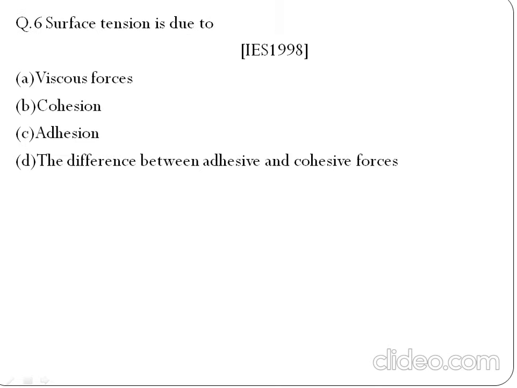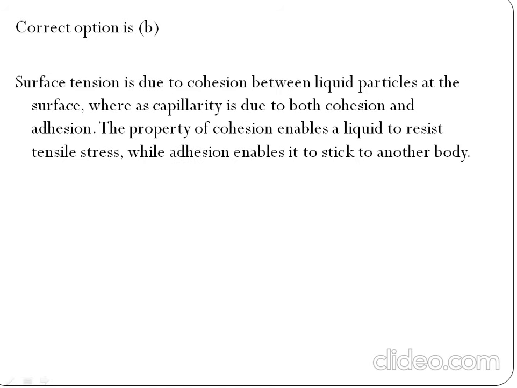Question number 6. Surface tension is due to option A, viscous forces. Option B, cohesion. Option C, adhesion. Option D, the difference between adhesive and cohesive forces. So correct answer is option B, because surface tension is due to cohesion between liquid particles at the surface, whereas capillarity is due to both cohesion and adhesion. The property of cohesion enables a liquid to resist tensile stresses, while adhesion enables it to stick to another body.